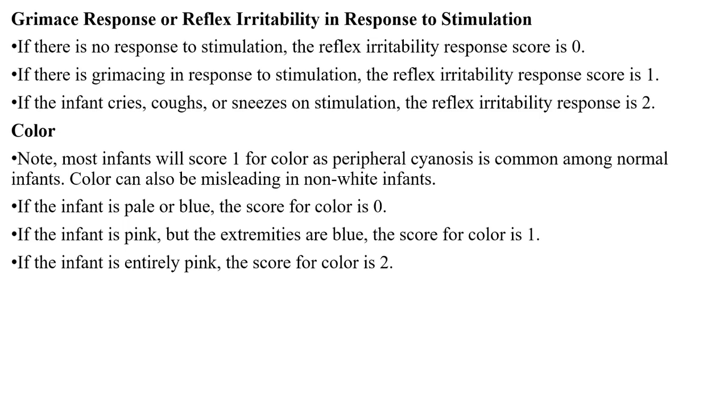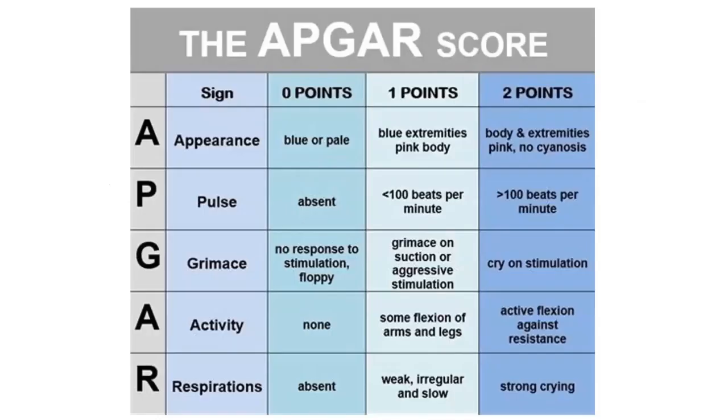And the last dimension is color. Note, most infants will score 1 for color, as peripheral cyanosis is common among normal infants. Color can also be misleading in non-white infants. If the infant is pale or blue, score for color is 0. If the infant is pink but the extremities are blue, the score for color is 1. If the infant is entirely pink, the score for color is 2. Okay, so that is how we score.